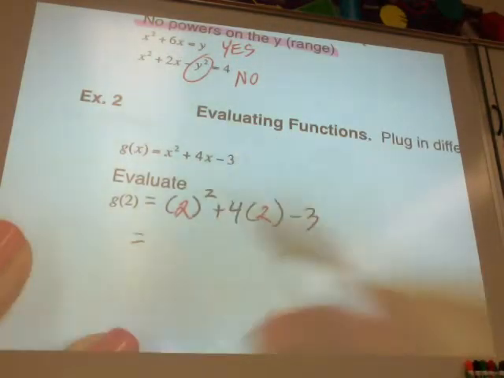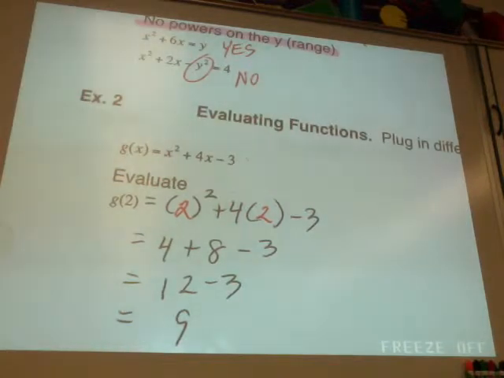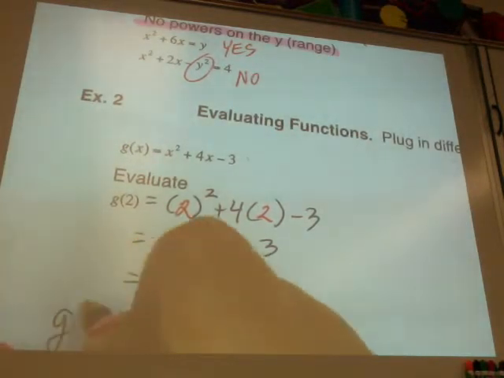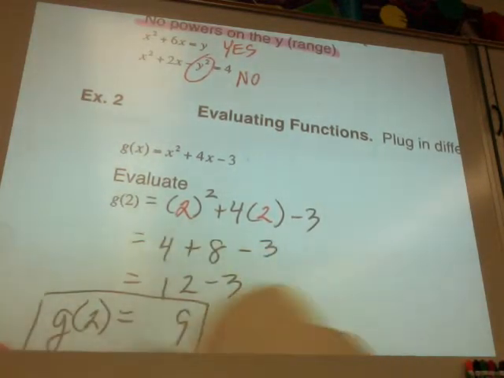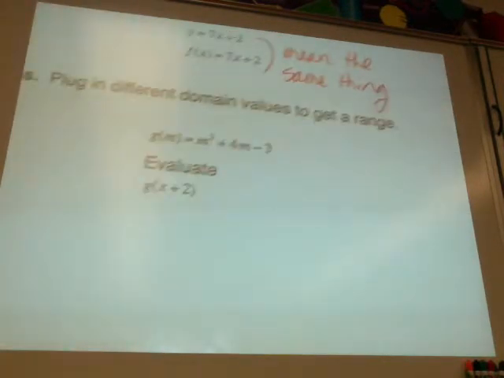So tell me what you get. It's a toughie. What'd you get? 9. So your answer is 9, but you should write your answer as g of 2 is equal to 9. That's the proper way of writing your final answer. So try the second part. This one you're not going to get a nice happy answer, right?